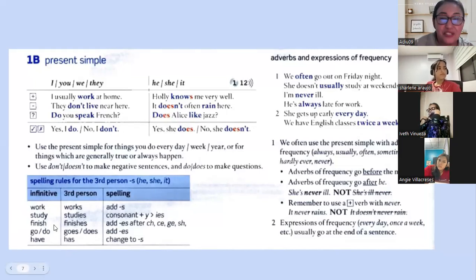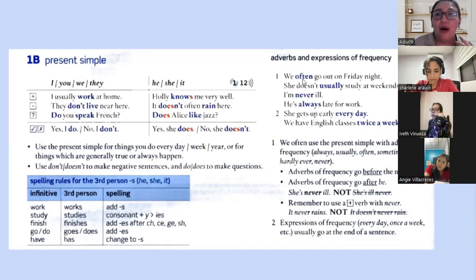If it's finish y termina en SH, se le agrega la ES, finishes. Pero puede ser que termine en CH, CE, GE, SH. Los verbos van a escribirse diferente. Okay? Go or do becomes goes or does y se le agrega ES. Y have se convierte en has. Y solamente se le cambia la V por la S. So instead of have, it becomes has.